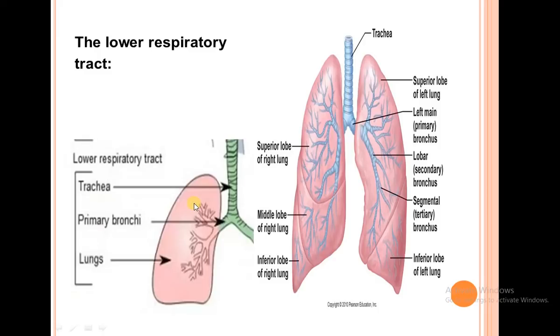The lower respiratory tract is formed by the trachea, bronchi and the lungs. So you can see in this diagram the trachea, the two main branches, the right and the left bronchus, and the bronchial tree which arises from these main bronchi, and the lungs are the parts of the lower respiratory tract.